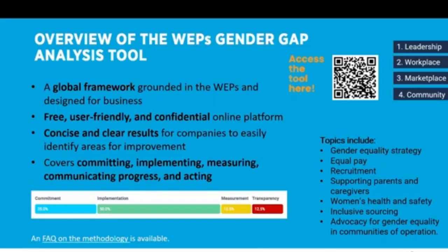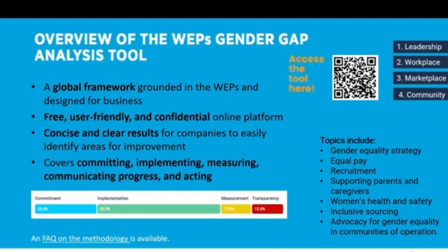And what it does is cover 4 different stages. So it covers 4 pillars and then 4 stages. So if you look on the top right, it covers leadership, workplace, marketplace, and community. Those 4 kind of thematic pillars of the WEPs. And then it also covers these 4 stages: commitment, implementation, measurement, and transparency.